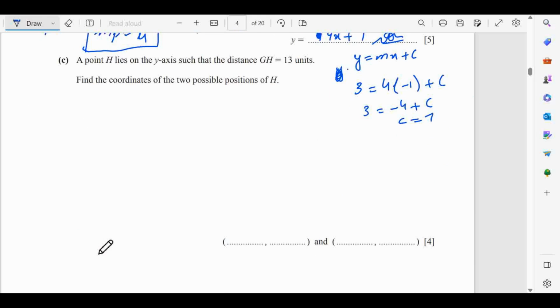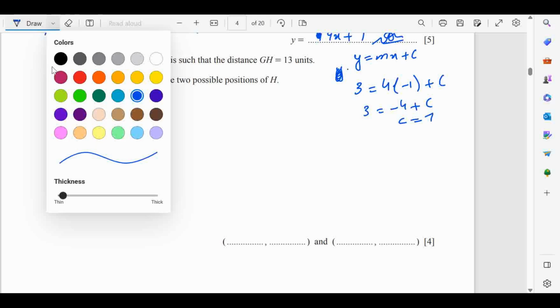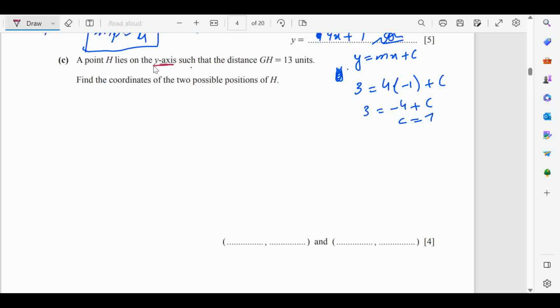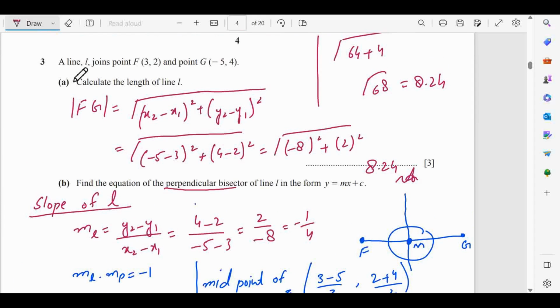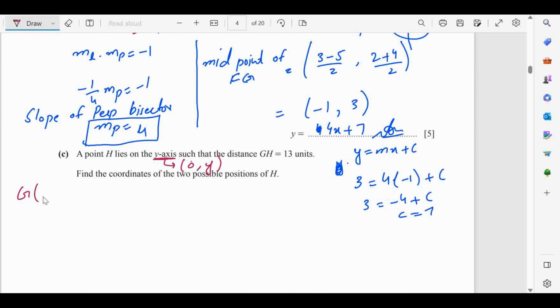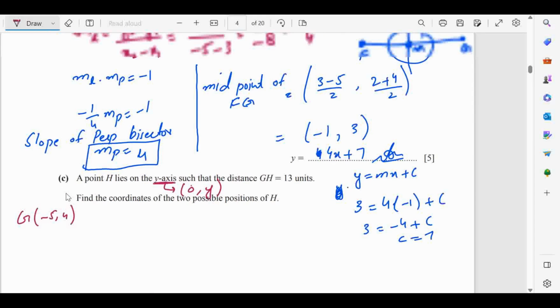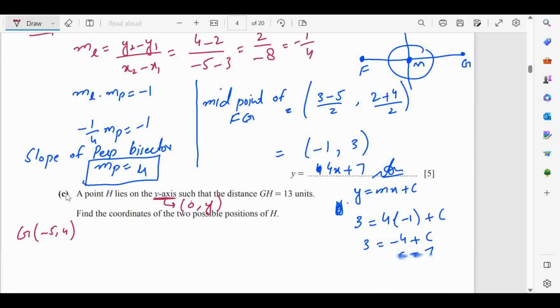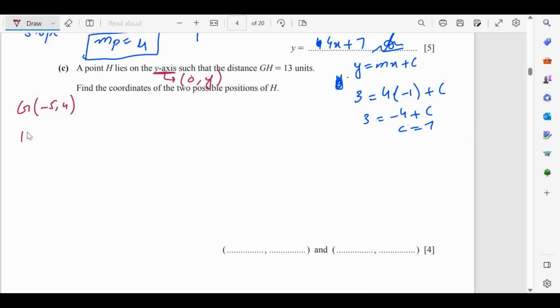Now in part C, it is given that a point H lies on the y-axis. This statement means that the x coordinate will be 0 and we don't know the value of the y coordinate. Now such that GH is equals to 13. We know the point G. What were the coordinates of G? G is equals to -5 comma 4. And H is 0 and y. So let's find out the distance.